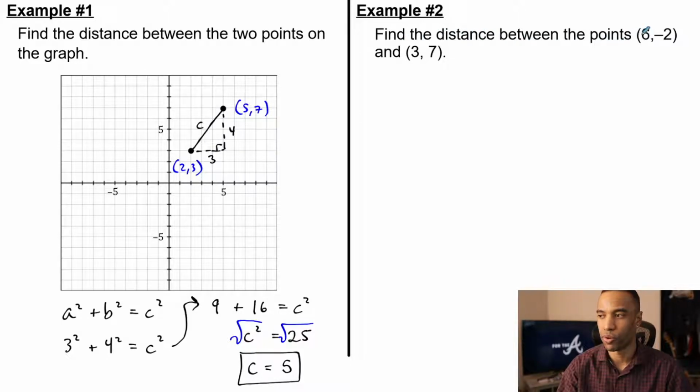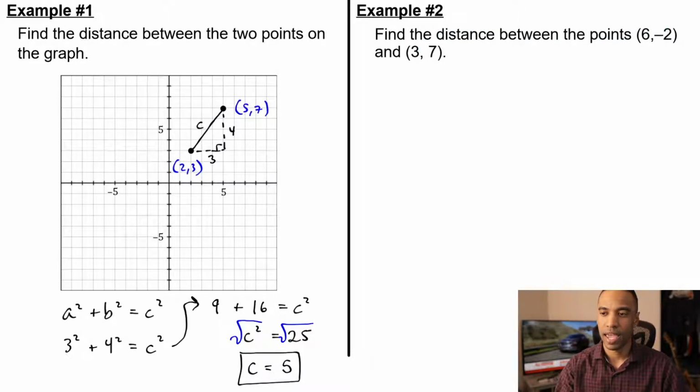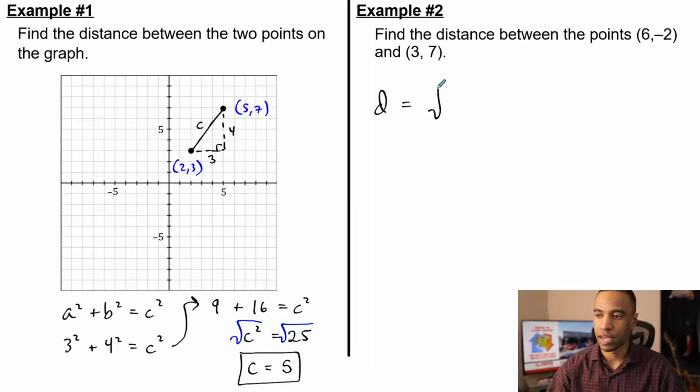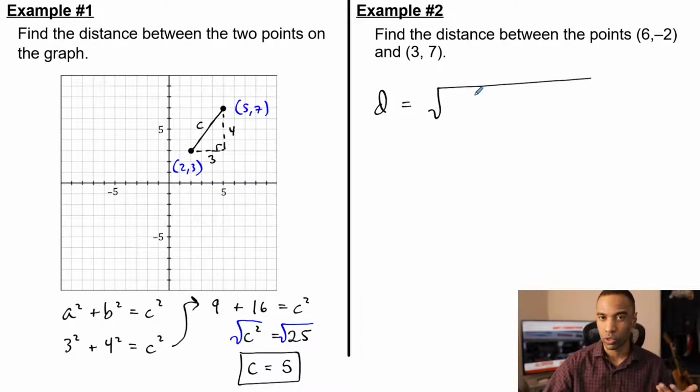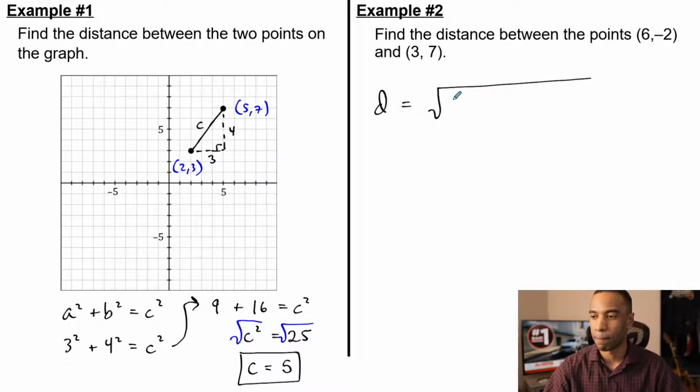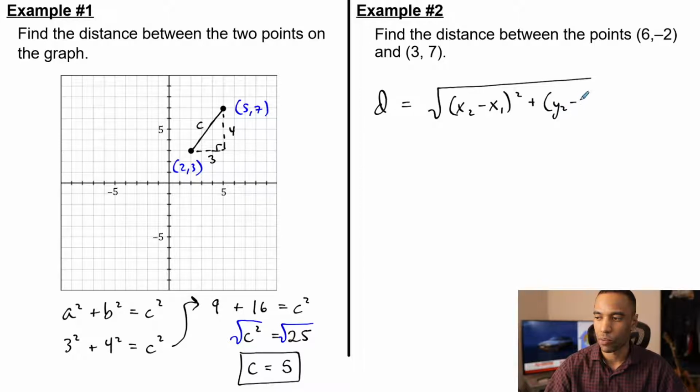Find the distance between the points 6, -2, and 3, 7. This time I'm going to go ahead and use the distance formula with you guys. I'll give you a "when in doubt, draw it out" scenario and show you what it looks like, but I won't continue after that. So the distance formula says x2 minus x1 quantity squared plus y2 minus y1 quantity squared, and take the square root of the whole thing.